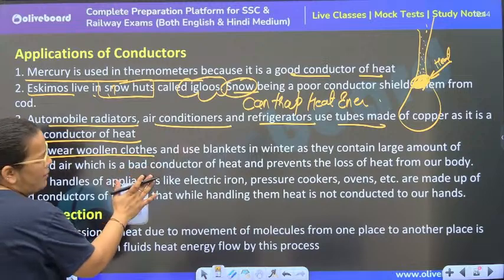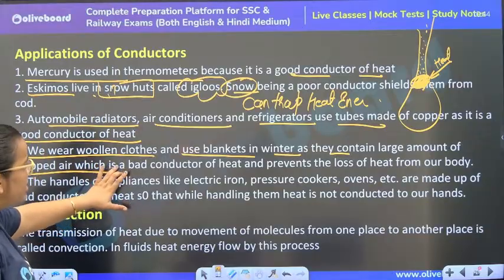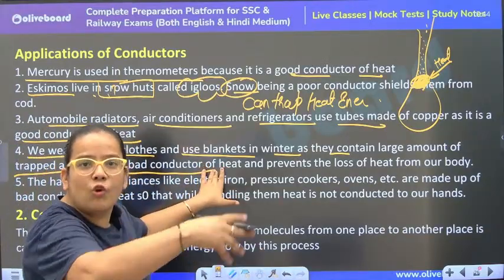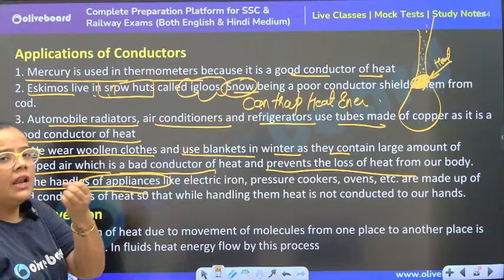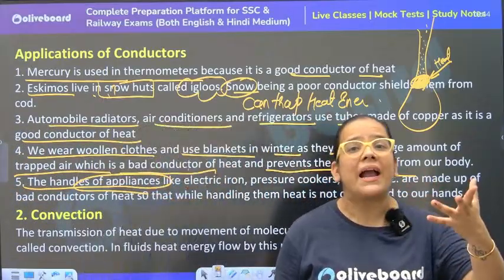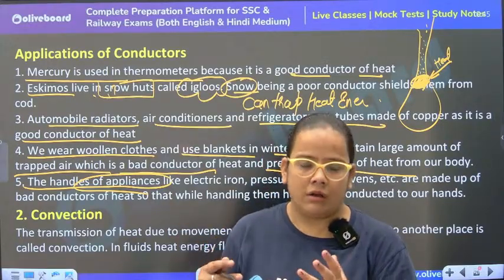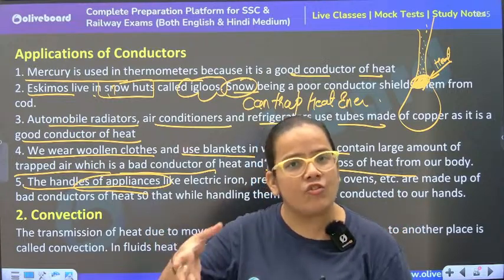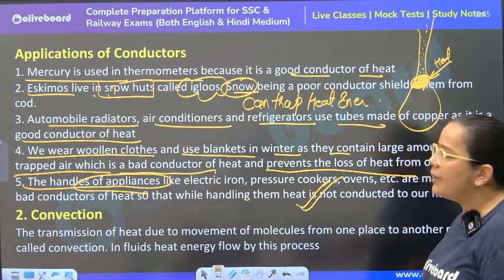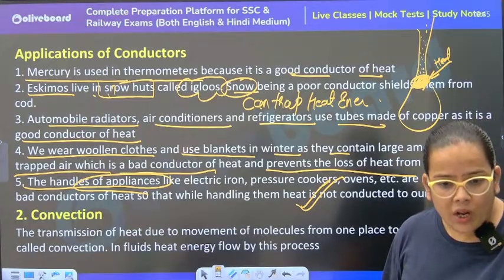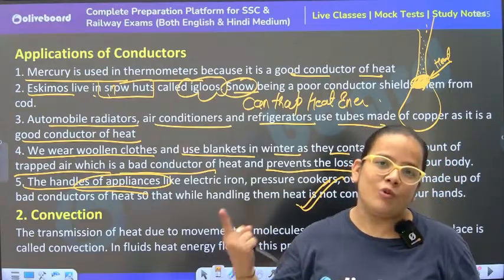We wear woolen clothes, very important, and use blankets in winter as they contain a large amount of trapped air, which is a bad conductor of heat, will not allow the flow of heat, and prevents the loss of heat from our body. The handles of appliances like electric iron, pressure cooker, and oven consist of bakelite, a type of thermosetting plastic. They are poor conductors but good insulators because they trap the heat, so heat will not flow through the handle. So this is also a perfect example of conduction. Any issues? Poor conductor means insulator; we can say whatever substance is a poor conductor is actually a good insulator.